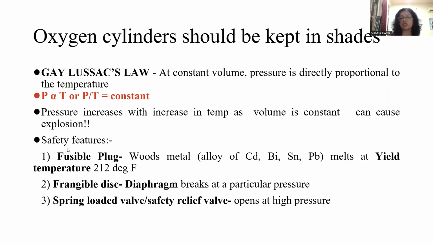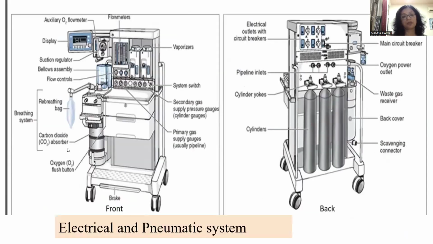There are a lot of safety features which have been provided, like fusible plugs. Basically, it is a metal alloy of cadmium, bismuth, tin, and lead, and the yielding temperature is 202 degrees Fahrenheit. It will protect the cylinder up to that temperature. Then there is a frangible disc, where the diaphragm breaks at a particular pressure and the gas is vented out. Similarly, there is a spring-loaded valve or safety relief valve. These are all the basic safety features to prevent bursting of cylinders.